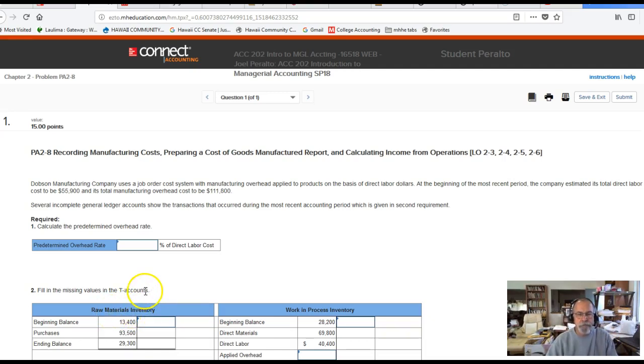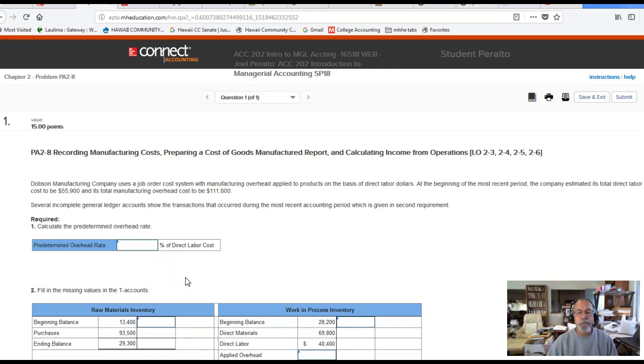other assignment for Chapter 2, that discussion case SDC2-3, which is also assigned for Chapter 2 and due this coming Sunday. Of course, for that problem, you need to use Excel and or Word and submit your assignment solution through the assignments tool. But anyway, let's take a look at PA2-8 in Connect.